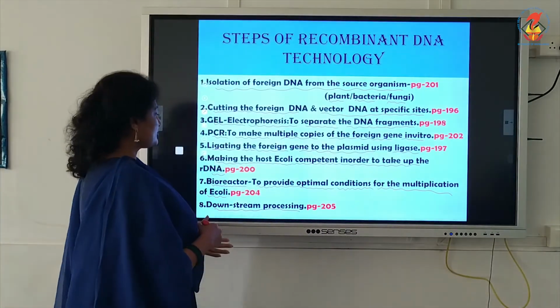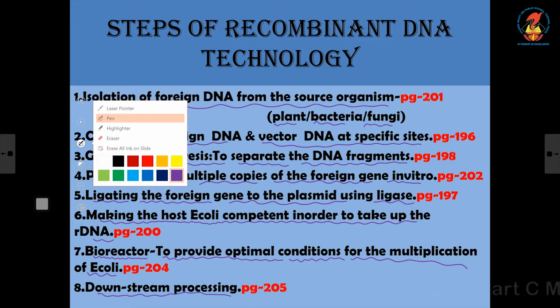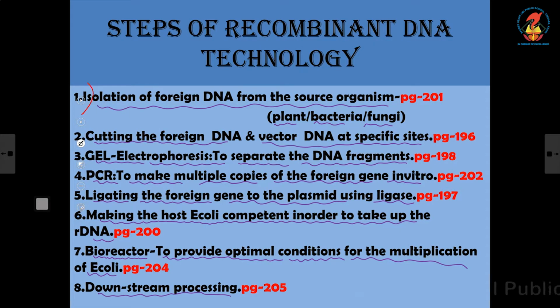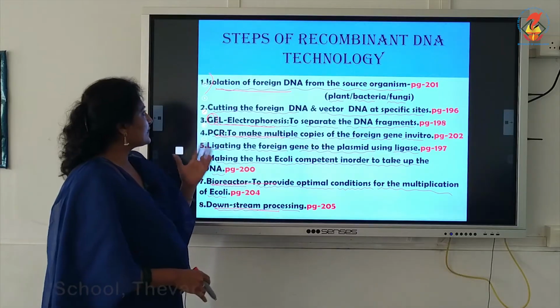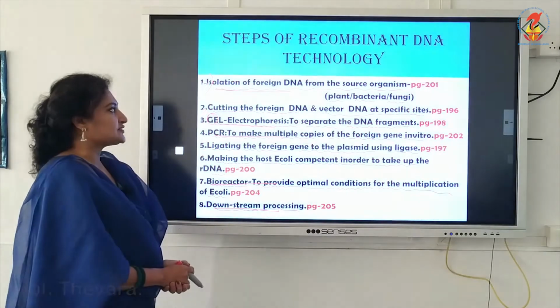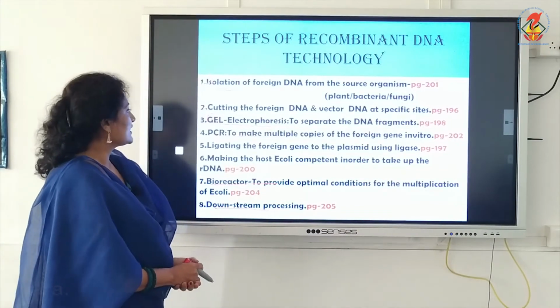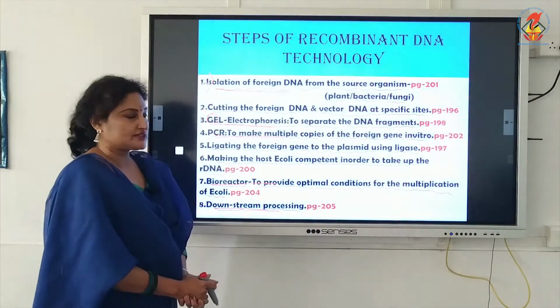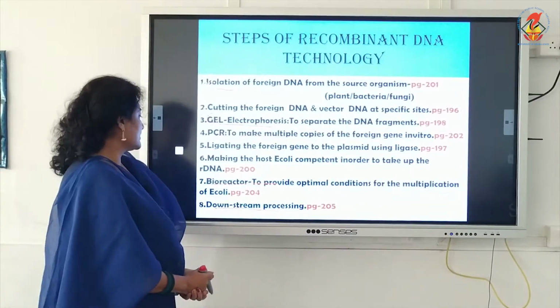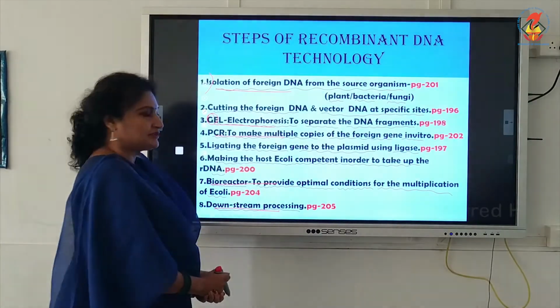Now among these steps we have not gone into the elaboration of the first step, third step, fourth step, seventh, and the last, downstream processing. So in this video I will be elaborating these steps. One, that is the isolation of foreign DNA from the source organisms. Then the third step, gel electrophoresis. Fourth step, PCR. Seventh step, bioreactor. And the last step, downstream processing.